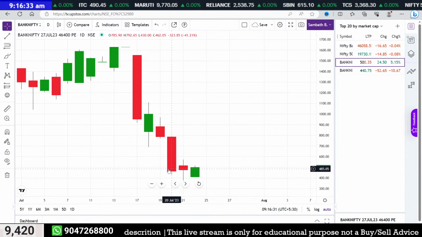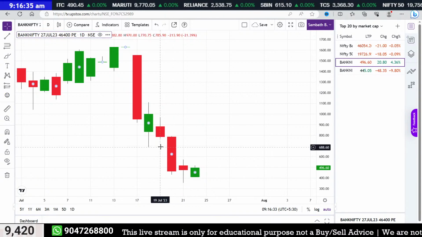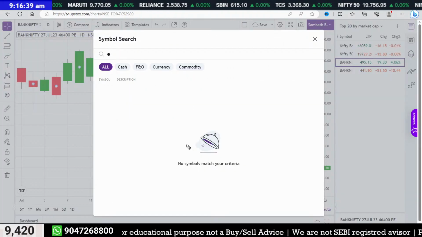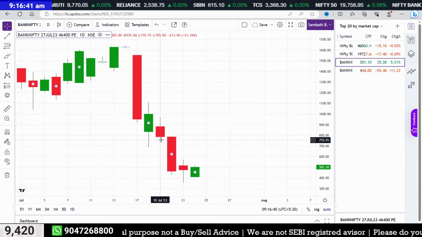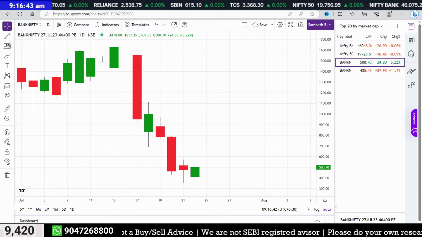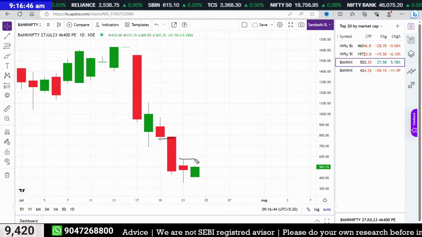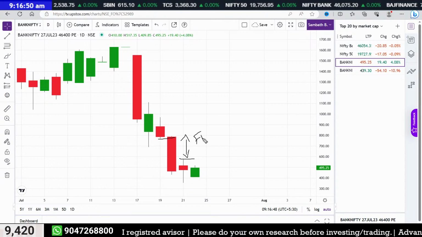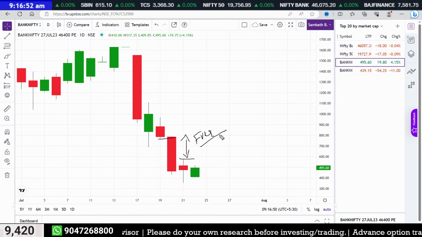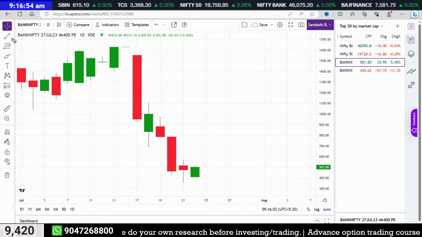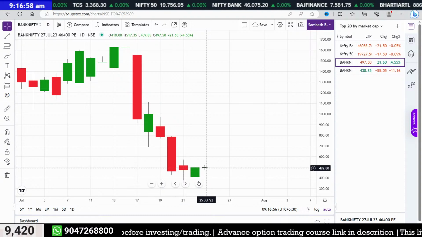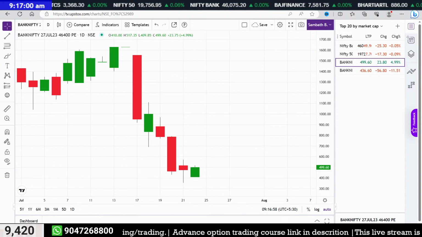And look at this, the fair value gap here and here. Okay, so here there is a gap, and from there, maybe the chances are for the gap to fill, that is what a fair value gap is. Okay, so in the option strike price, the higher level should be around 572. Currently it is trading at 498.